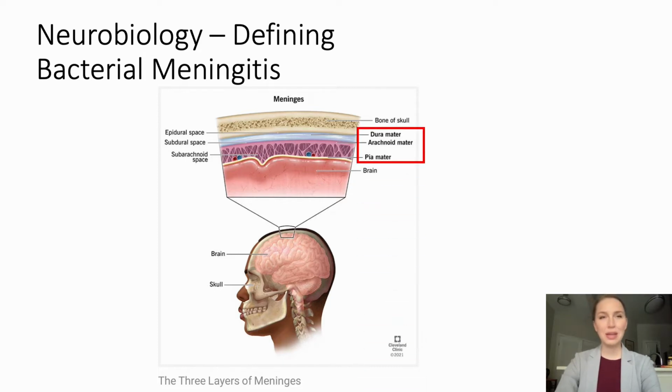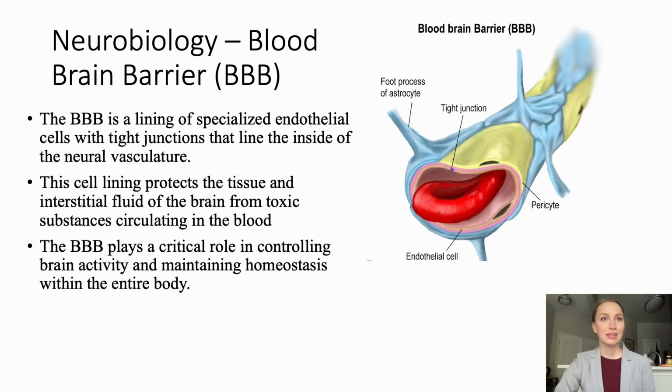figure. Meningitis is inflammation of the meninges, so bacterial meningitis is inflammation of the meninges as a result of a bacterial infection crossing the blood-brain barrier. The blood-brain barrier is a lining of specialized endothelial cells with tight junctions that line the inside of neural vasculature that protects the neural tissues and interstitial fluid from toxic substances in the blood. The blood-brain barrier plays a major role in controlling homeostasis in the body.